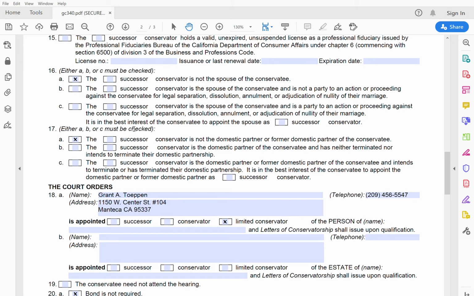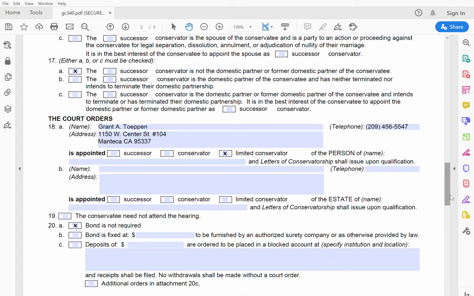So basically the same for 17, except replace spouse with domestic partner. I'm not the domestic partner. If I was, I would either check B or C and fill it out completely. The court orders here grant a Toeppen. If I was applying with someone else, I'd have that person's name too. If all the information didn't squeeze in here, I'd add an attachment. I'd fill this out and say see attachment 18 and 18A, and then I'd fill that out. But it all fits here.